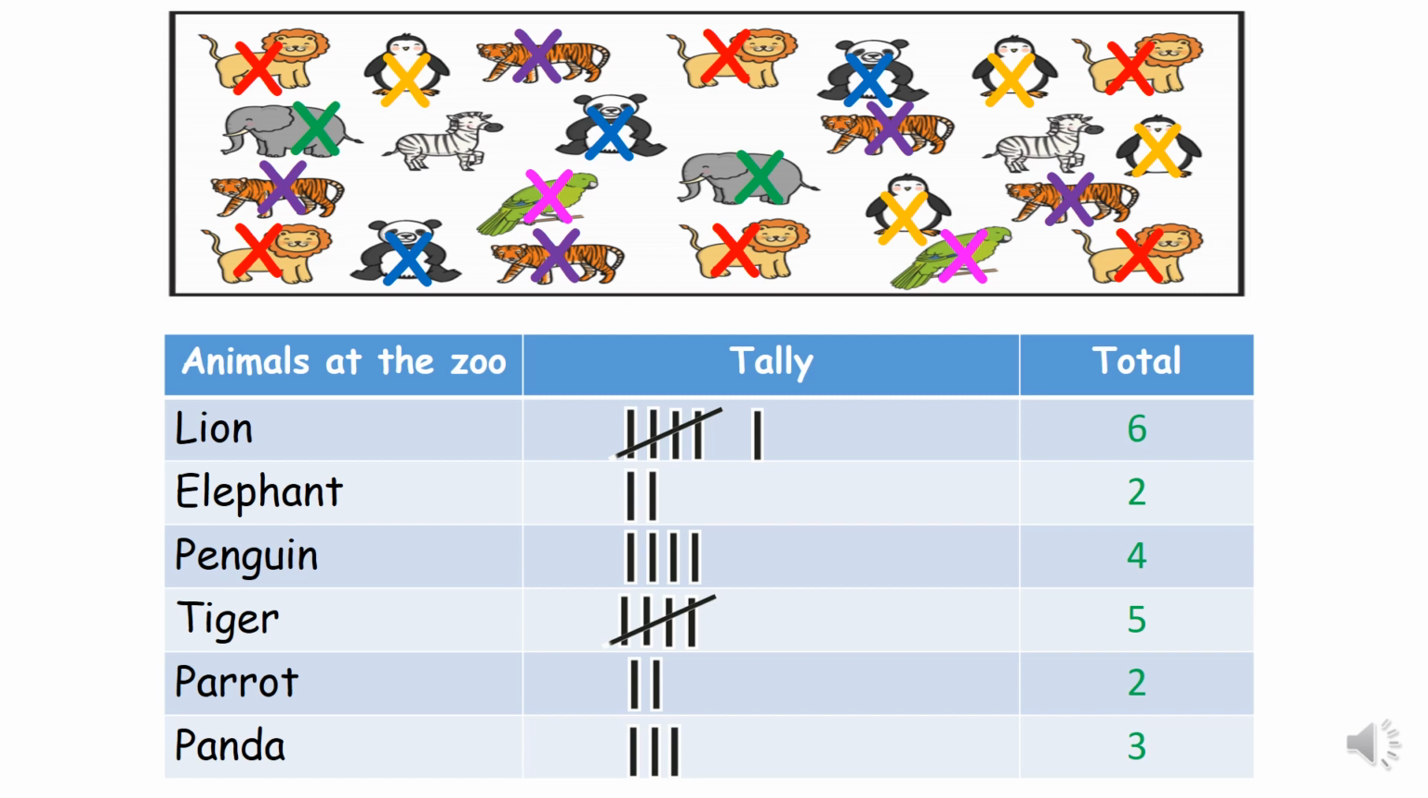Oh right, silly me. I forgot to count the zebras. There are still some more animals in our pictures. How many zebras do we have? 1, 2. So if I continued my tally chart, I would be able to write down that we had 2 zebras. How would you draw that in your tally chart? That's right, we would draw 2 lines to show the 2 zebras.